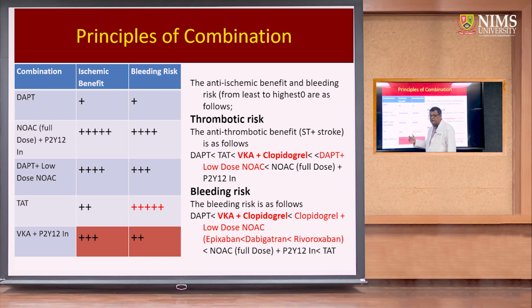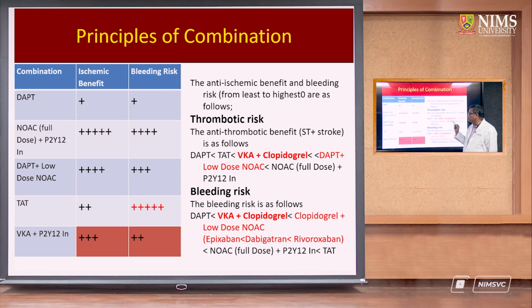People think that if there is angioplasty and the patient has AF, maybe you use all three drugs: you use clopidogrel, you use aspirin, and you also add either long term heparin or vitamin K antagonist. But you see that there is no benefit in ischemic benefit. As a matter of fact, DAPT with low dose NOAC has more benefit than triple antiplatelet therapy, but bleeding risk is much higher. So, this is something which you never do.